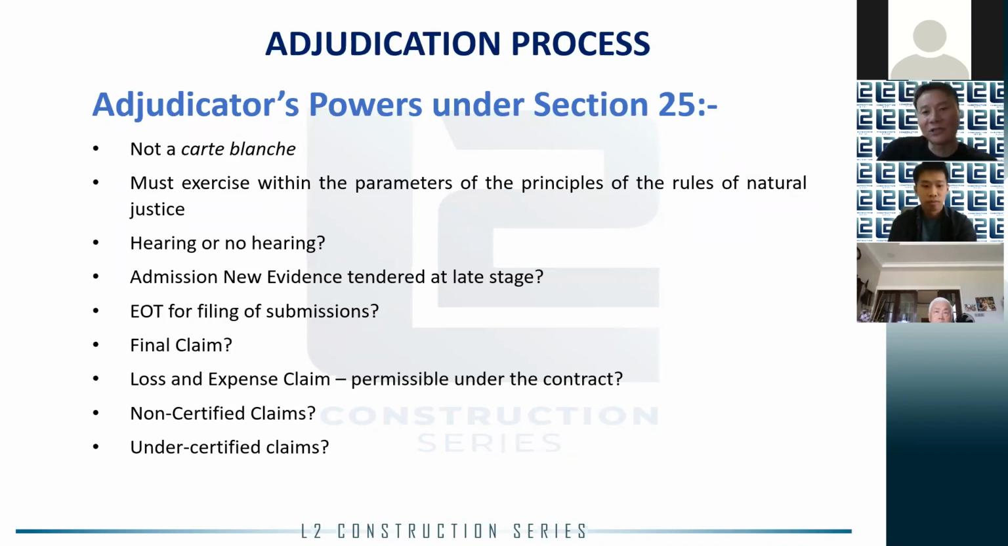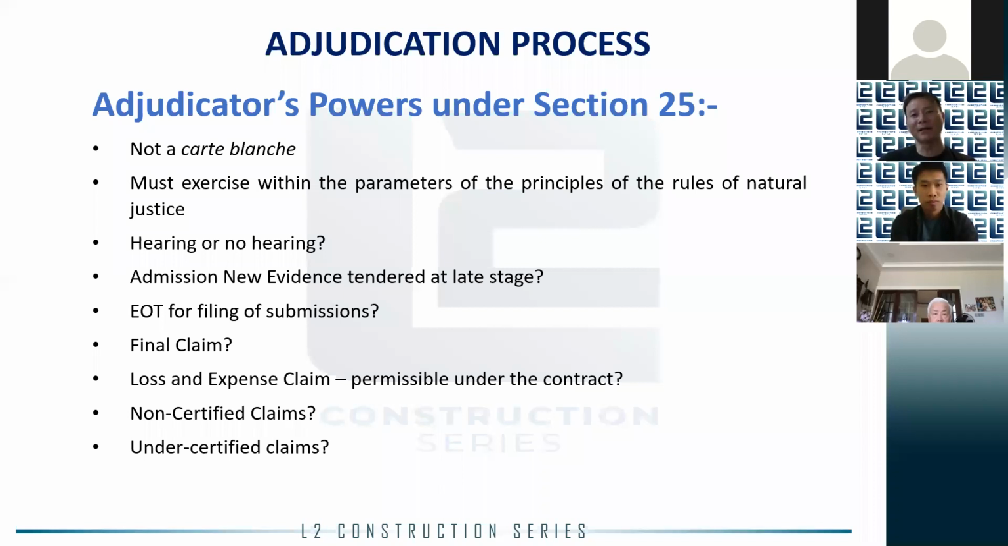So it actually depends on the circumstances of the case, but bear in mind, do not think that you have the absolute power. In certain circumstances, if you think that you should and you can hold a hearing, in the abundance of caution, just do it.